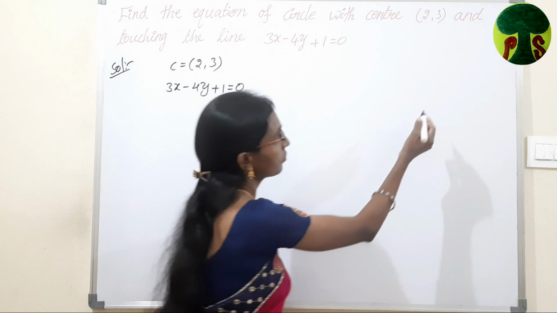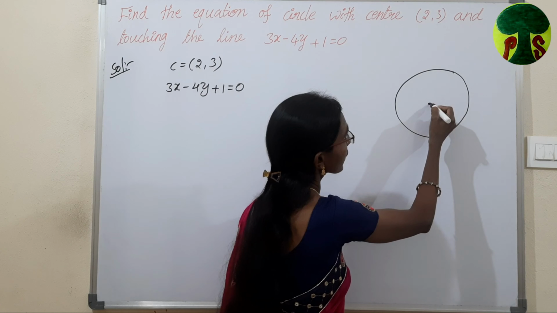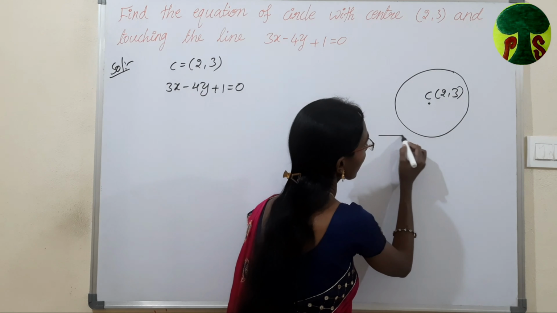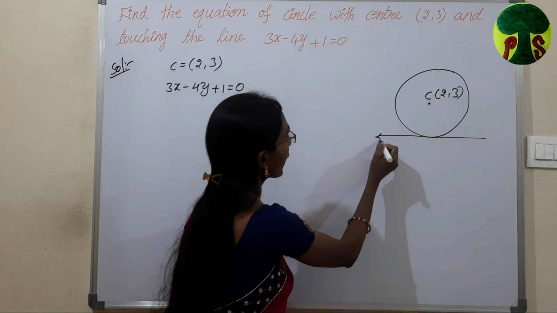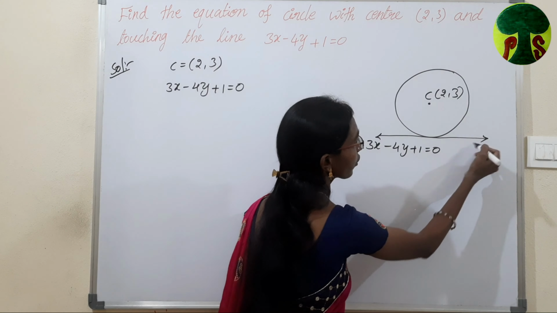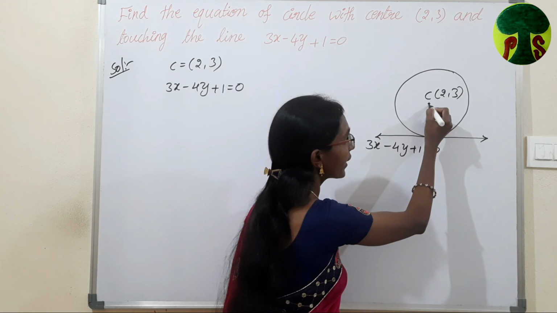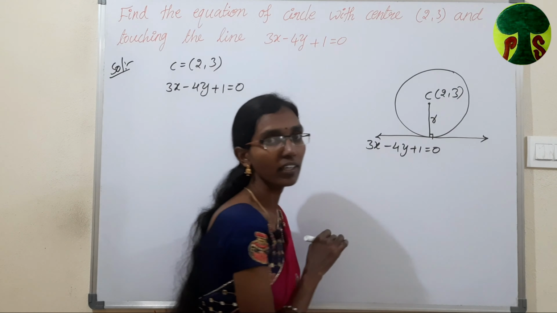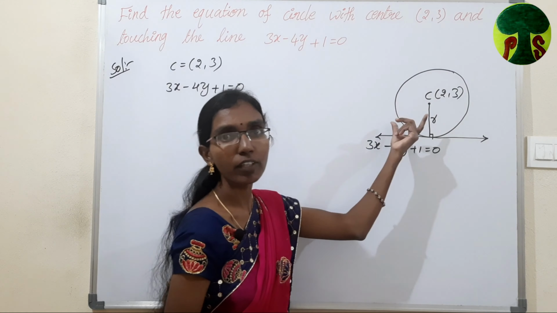Let us draw the diagram. So this is the required circle and the center of the circle is (2, 3), and I am drawing a line which is touching the circle. The equation of this line is 3x minus 4y plus 1 equals 0. If you observe from the figure, the perpendicular distance from the center to this line is nothing but the radius of the circle. If we know the center and radius, we can find the equation of the circle.